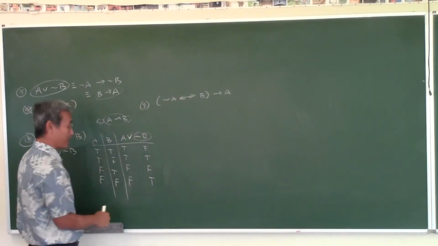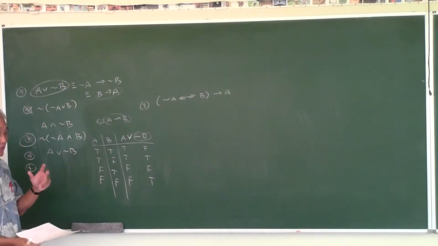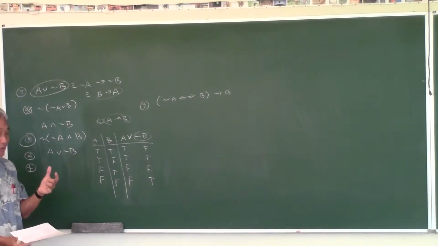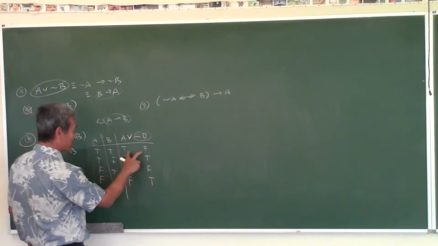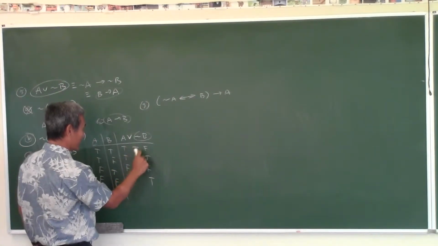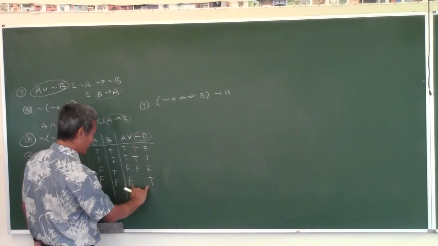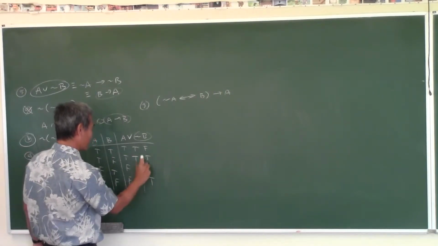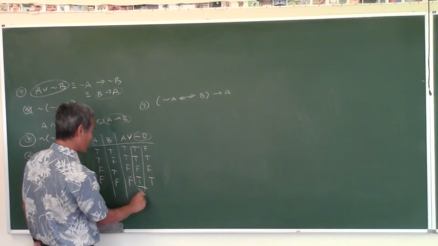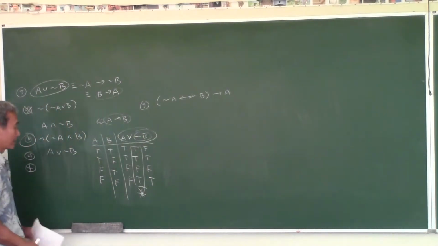Now, the OR statement. The OR statement is true when at least one of the two components is true. So you just look at this. Is at least one of them true? Yes. Is at least one of them true? Yes. Is at least one of them true? No. Is at least one of them true? Yes. So this is the truth table for that statement right there.